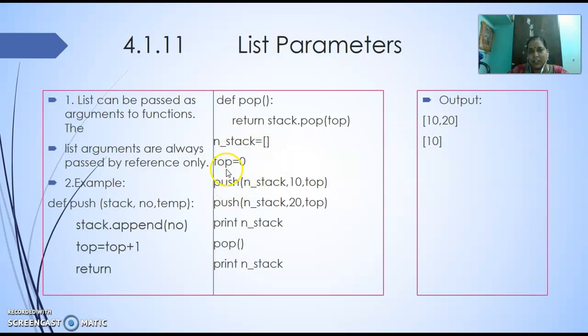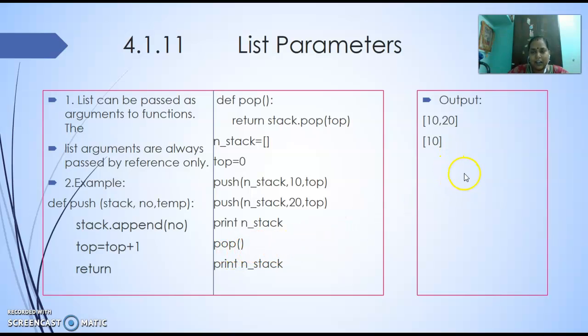First we are initializing top equal to 0 and pushing the element 10 onto the stack at the top position. So once 10 is pushed, initially 10 will be in the stack. Next time also we are pushing the element 20 at the top position, and we are printing n_stack, so that 10, 20 will be pushed. And pop, we are popping the topmost element.